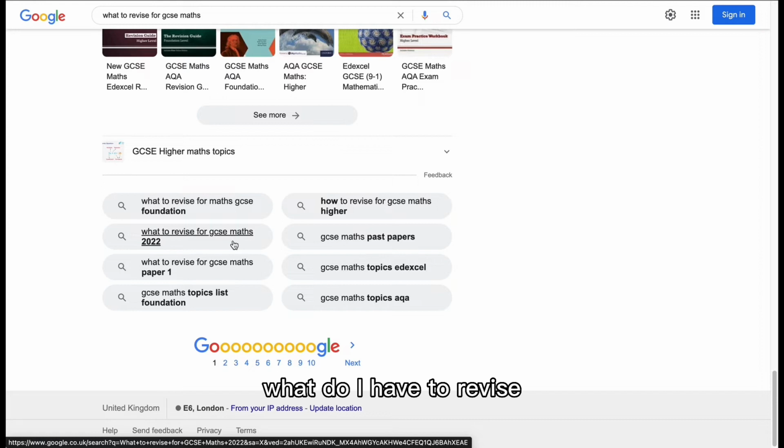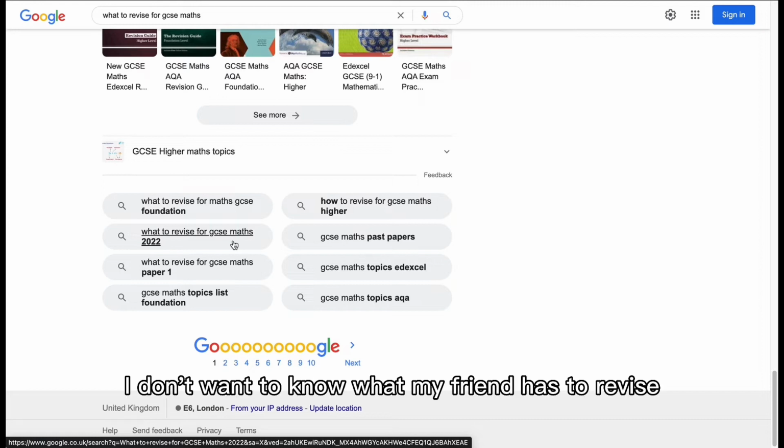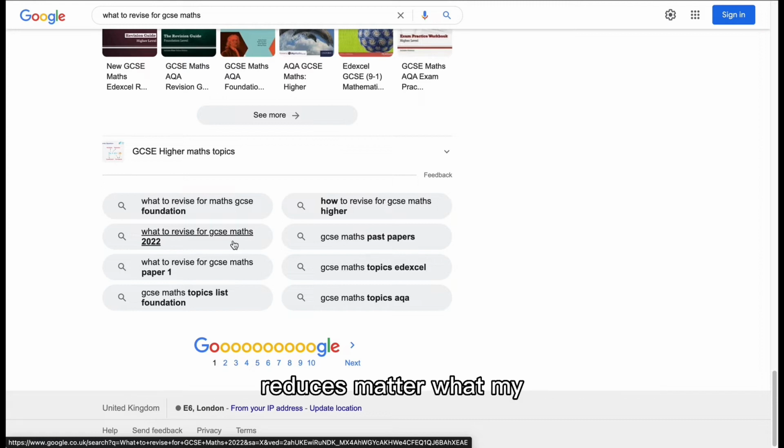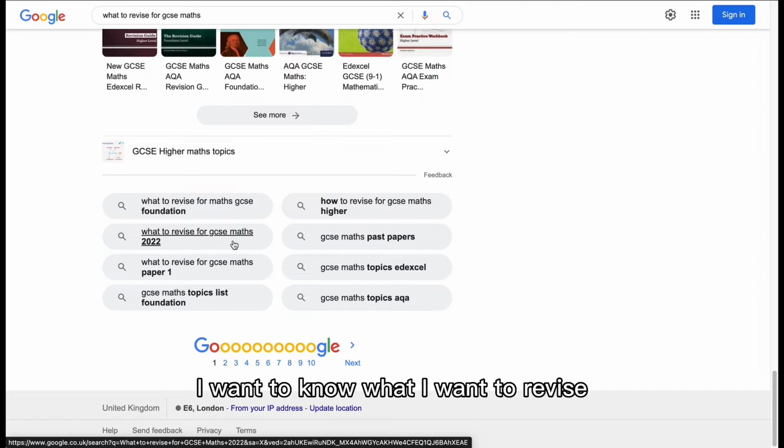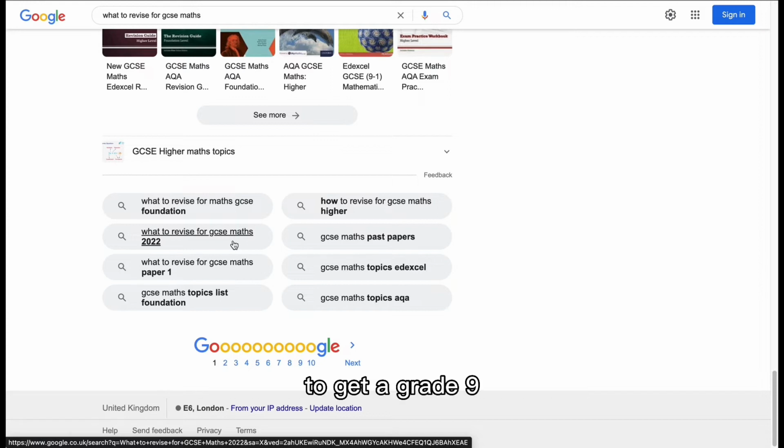I wanted to know, what do I have to revise? I didn't want to know what my friend has to revise for GCSE Maths or what my other friend has to revise. I wanted to know what I have to revise to get a grade 9. My aim was to get a grade 9. I think everyone's aim is to get the highest grade they possibly can. And when it came to me, I was aiming to get that grade 9, and I wanted to know what I had to revise, particularly to get a grade 9 in GCSE Maths.